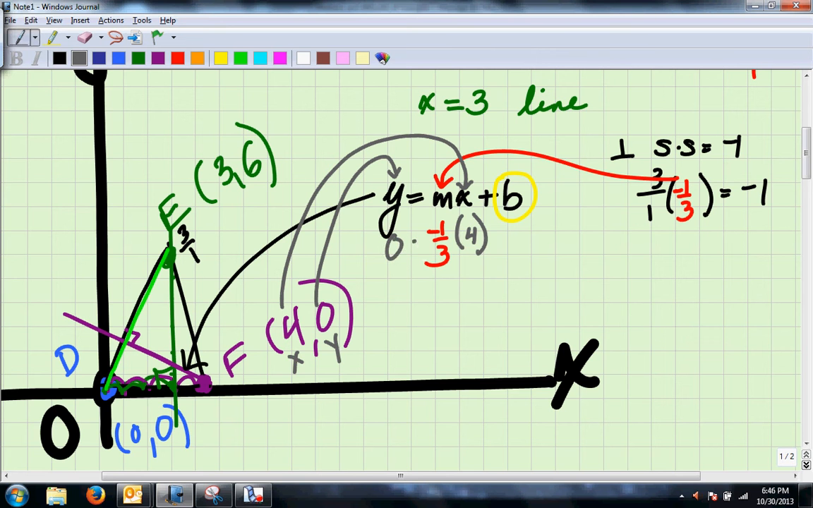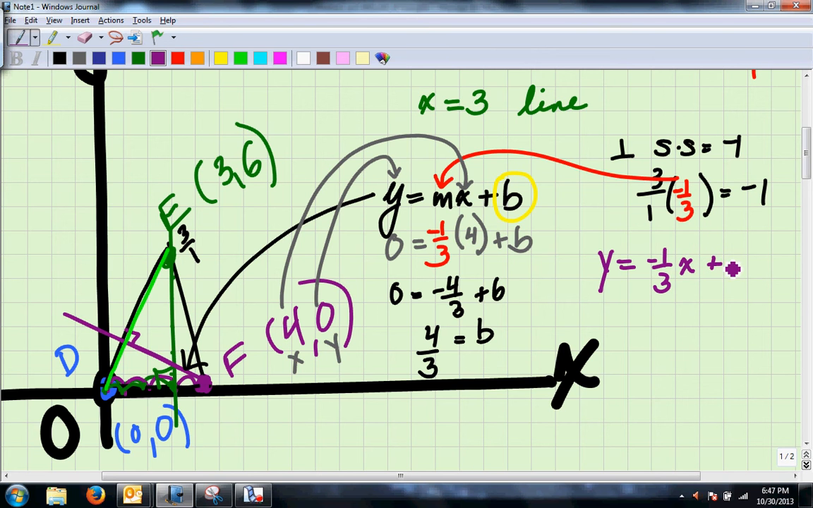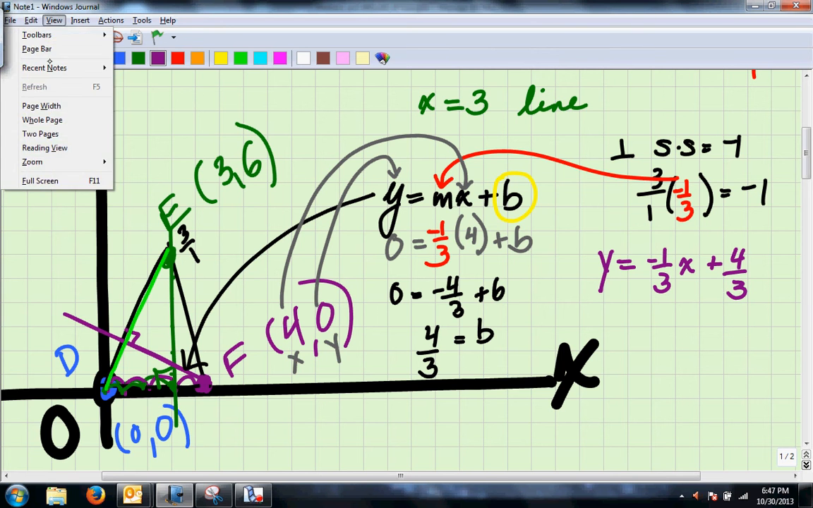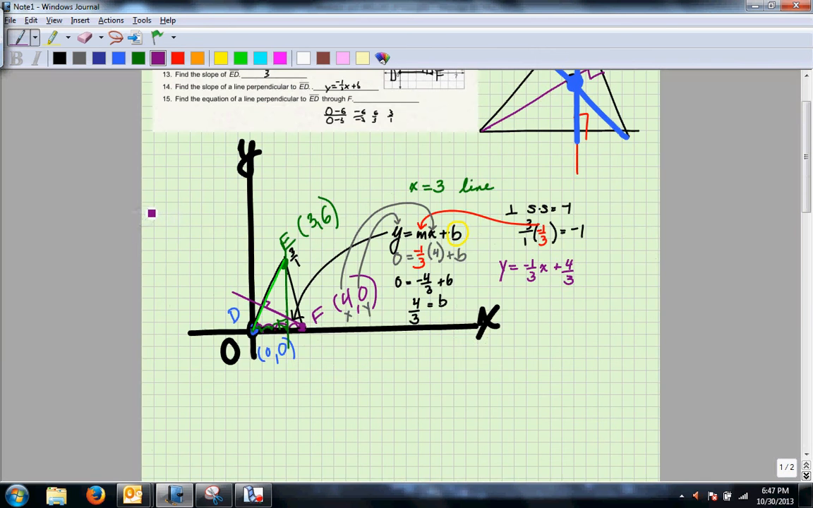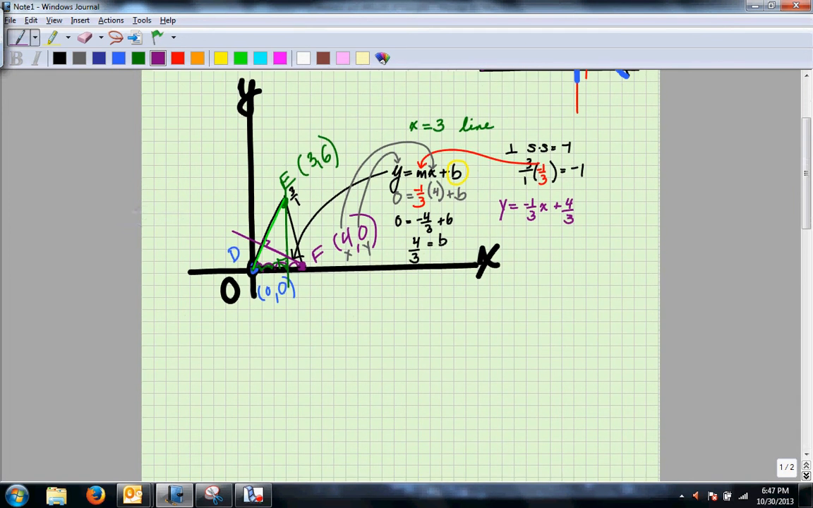And I think we got this far in class. So we have 0 equals negative 4/3 plus b, and that means our b equals 4/3. So our second equation of line, the purple one, is y equals negative 1/3 x plus 4/3. So the question arises is where do these two lines intersect? And to get that coordinate, we're going to use substitution.